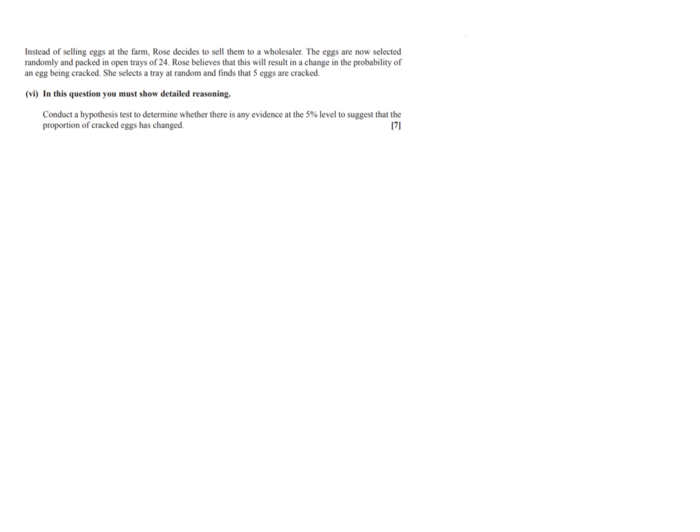So, the eggs are now selected randomly and packed in open trays of 24 eggs. Rose believes that this will result in a change in the probability of an egg being cracked, and she selects a tray at random and finds that 5 eggs are cracked. Again, in the question, we need to conduct a hypothesis test to determine whether there is evidence at the 5% level, and we are looking to see if the proportion of cracked eggs has changed.